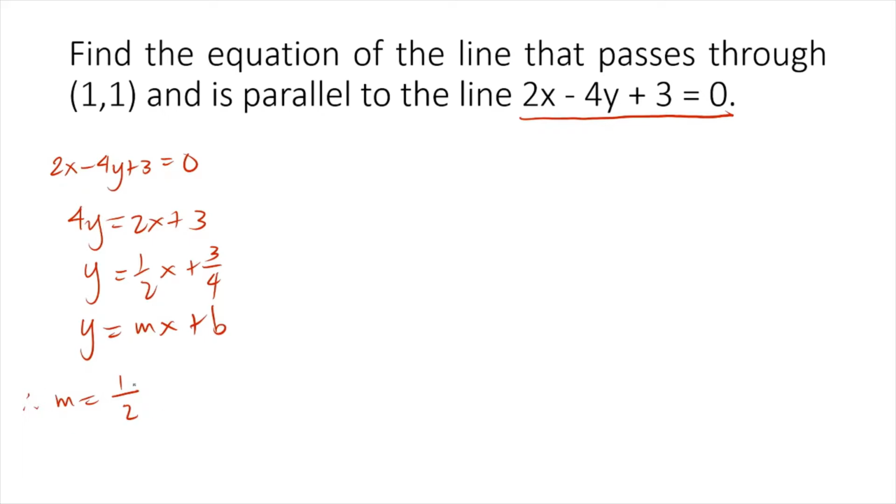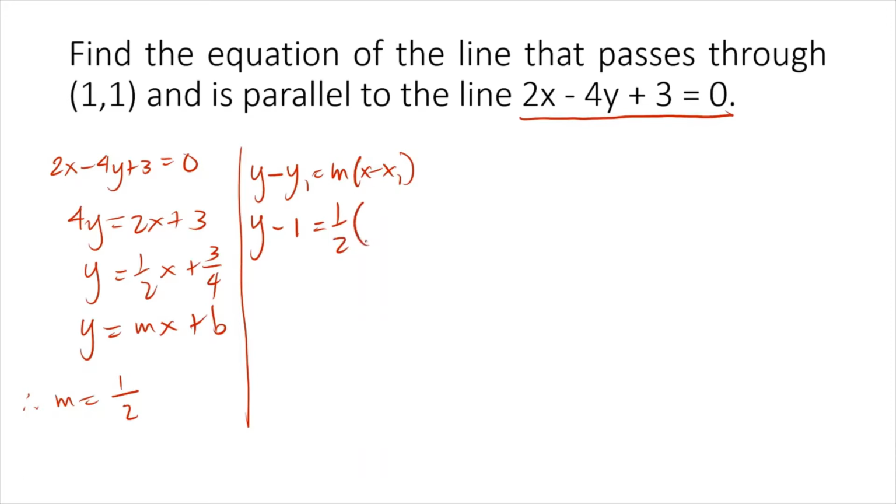This is also the slope of the unknown line that we want to find. Okay, so using the point-slope form, y minus y sub 1 equals m times (x minus x sub 1). So for the unknown line, y sub 1 is 1, equals the slope is equal to 1/2, again because it's parallel to this line. Okay, so they have the same slope, times x minus x sub 1. X sub 1 in this case is 1.